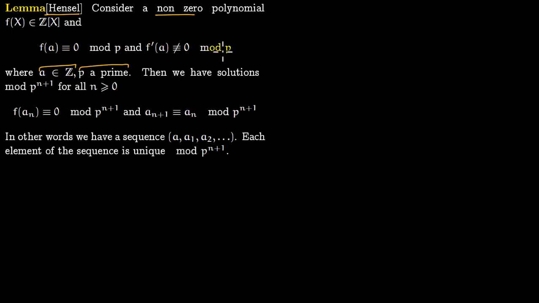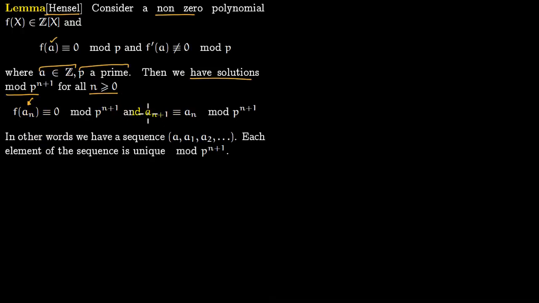So if you are given such a condition, you are given a root modulo p, then you can always find roots modulo p square, modulo p cube, modulo p^4 and so on. So we have solutions modulo p^(n+1) for all n. So you have f(a_n) is equivalent to 0 modulo p^(n+1). So you have such solutions.